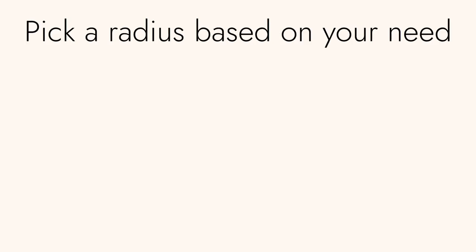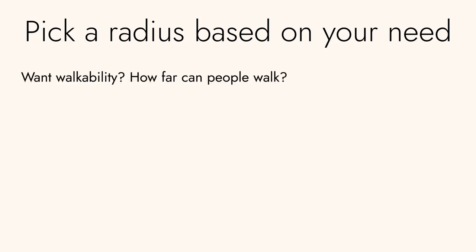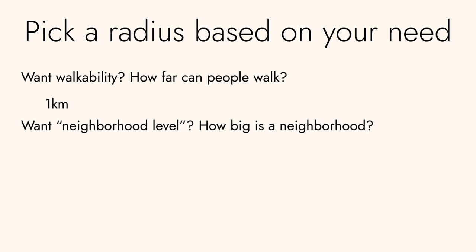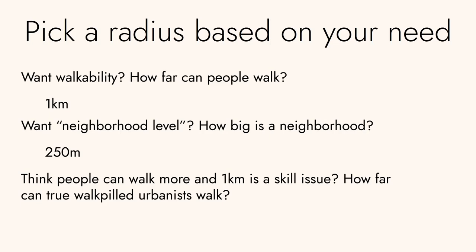And the nice thing here is that since it's just a single parameter, we can pick one parameter and just use it universally. But we can, of course, also pick our parameter based on our particular need, right? What are we trying to measure here? So if we want to measure walkability, how far can people walk? Let's say 1 kilometer. Pull that out of the hat. Let's say we want something that's more neighborhood level. What's a neighborhood level density? How big is a neighborhood? Maybe 250 meters radius, something like that. Do you think people can walk more?